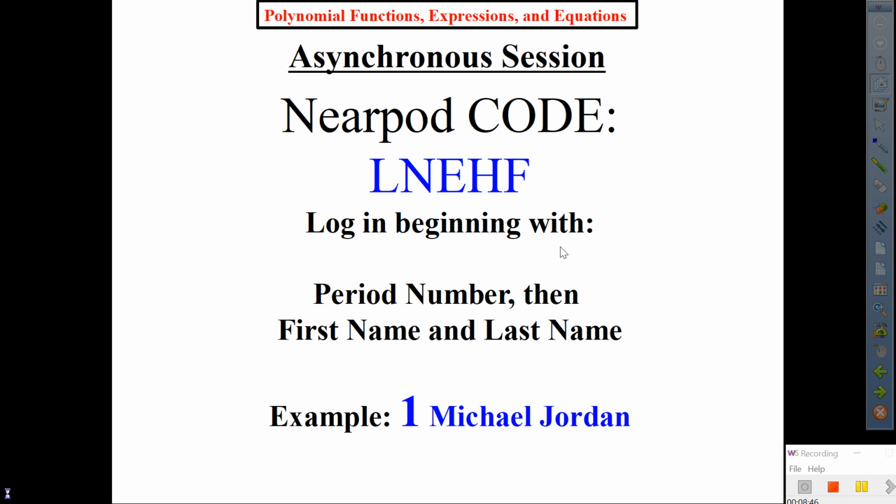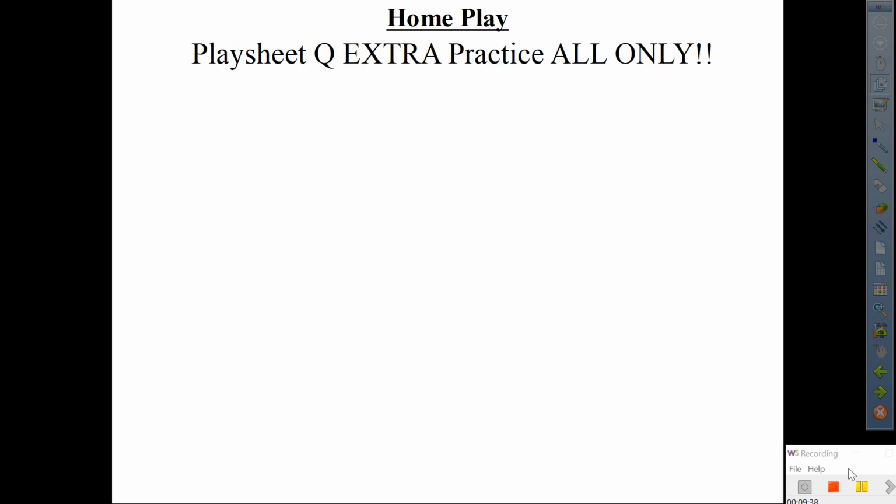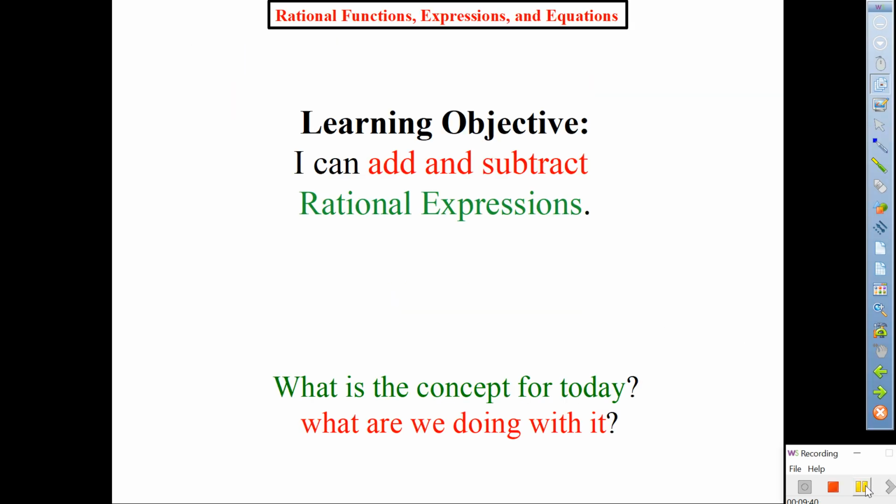Alright, and last night's home play, get that out. Please take a picture and submit on Canvas. But I do want you to pick one of the problems that gave you problems and talk it over with your neighbor and see what they got. Hopefully they figure that one out. If not, help them out. I'll give you some time.